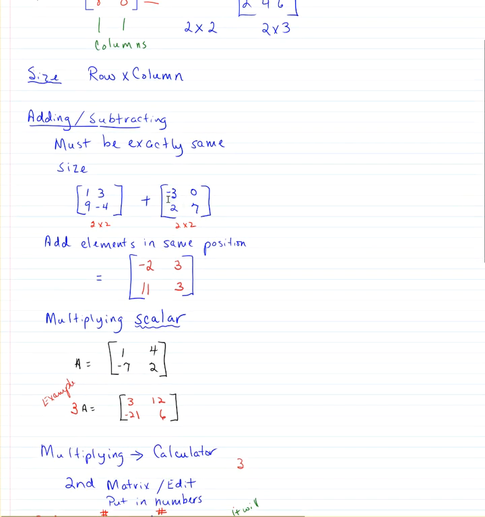If you're going to add or subtract matrices, they have to be exactly the same size. Can't do it if not. You can do 2 by 2 and a 2 by 2. You can add them, and you add the elements in the same position. 1 and a -3 is a -2. 3 and 0 is 3. 9 and 2 is 11. -4 and 7 is 3. So they just have to be exactly the same size if you're adding or subtracting.